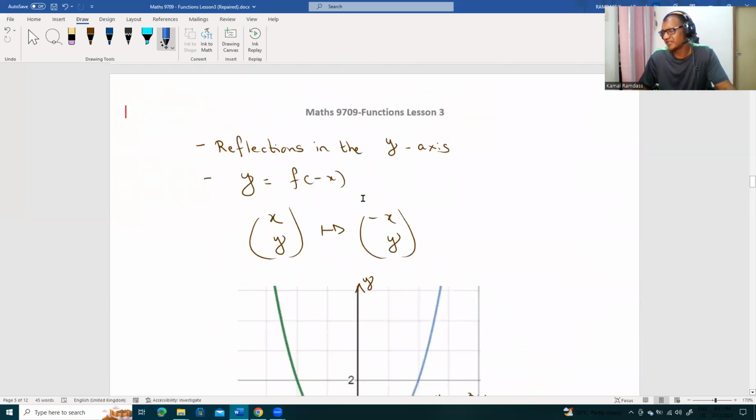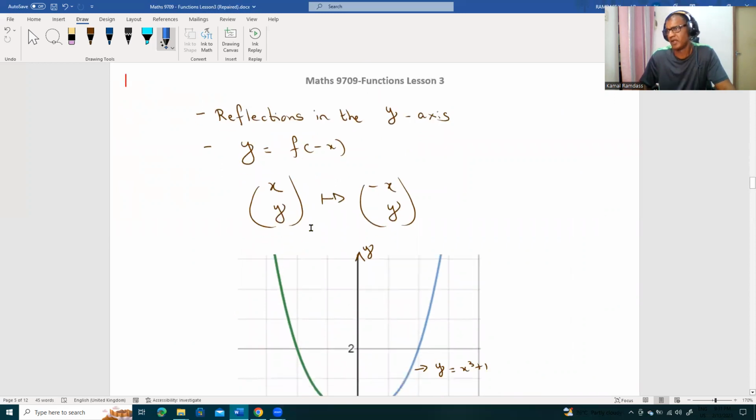Reflection in the y-axis, c'est f of minus x. Ça veut dire x, y of the function y is equal to f(x) will be mapped onto x will become minus x and y will remain the same. Okay? Y coordinates remain the same. X coordinate will be multiplied by minus 1. Okay.